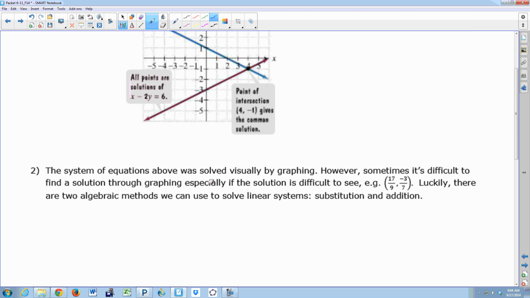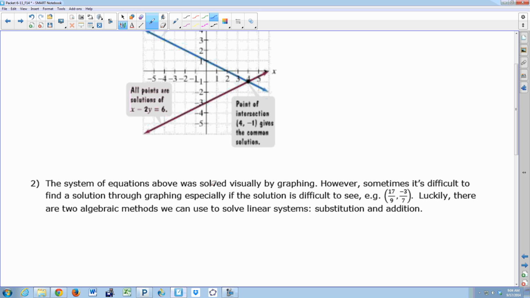Okay. And the reason why we rely on algebra is, even though this one could be easily solved with a visual picture, sometimes we could get a really nasty solution like 17/9 for x and -3/7 for y, and you're not going to be able to easily pick that up from a graph. Okay, so we have these two algebraic methods. One's called substitution. Your book calls the second one addition, but that's the one that Coleman was referring to as elimination.